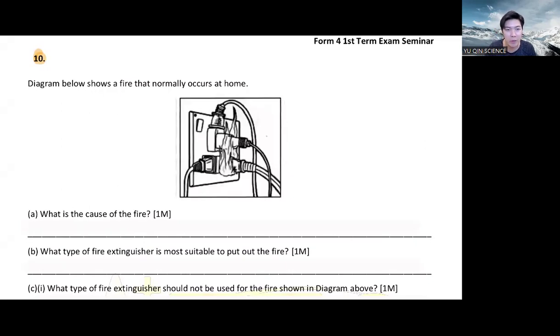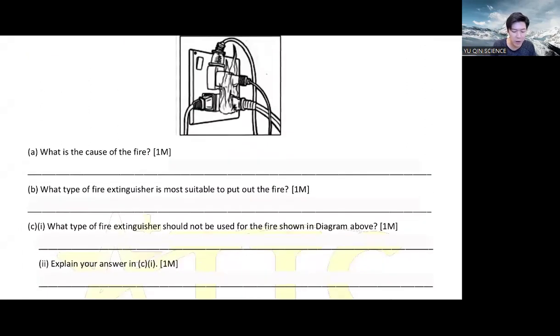Okay, so sometimes we do this, right? We try to plug a lot of things into one if there's no choice. This is dangerous because this can cause overloading. Overloading means too much electricity coming in, and it gets too hot. The plugs will catch on fire because they melt and can start burning. Anyway, what is the cause of fire? So this is electronics, electrical appliances. That's the source of the fire.